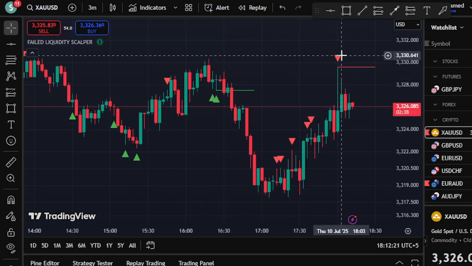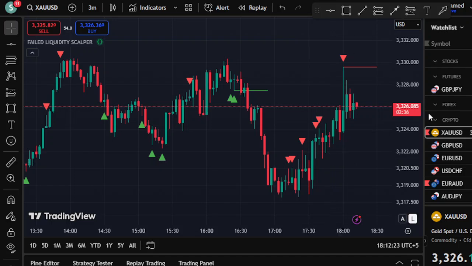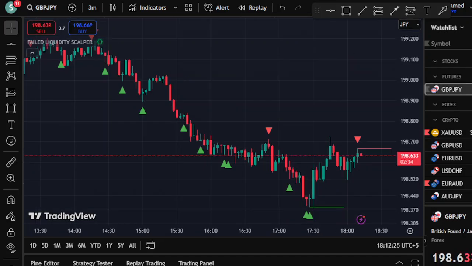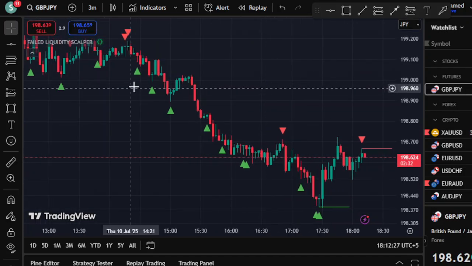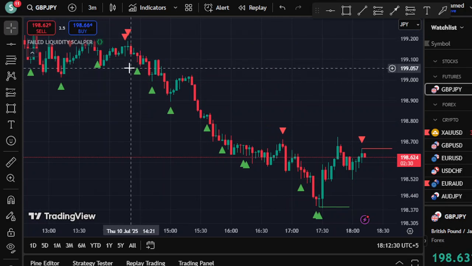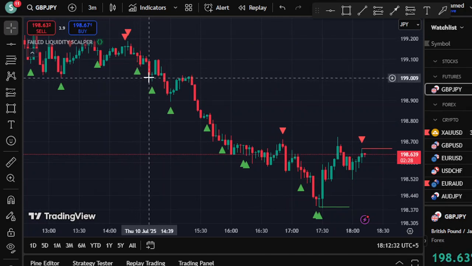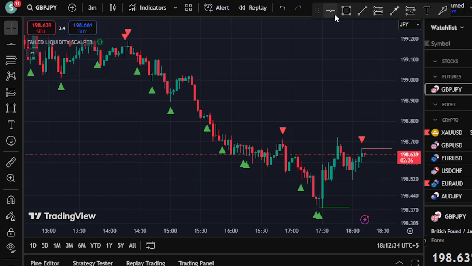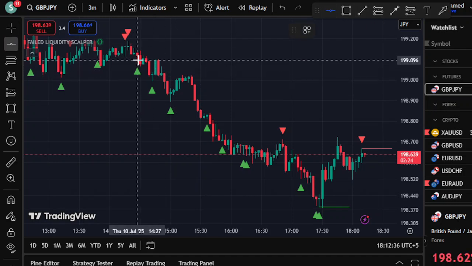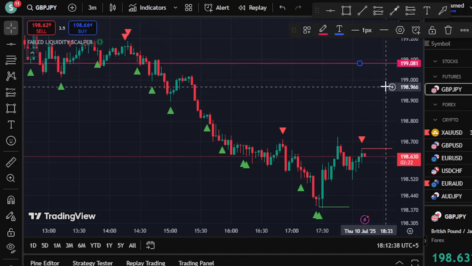There are many ways to use that indicator. So this is the failed liquidity. Now first of all, let me show you other ones. This is the Great Britain pound JPY. What you see is a buy signal, and what we will do is mark the low of that buy signal, so we will see the behavior of the market.